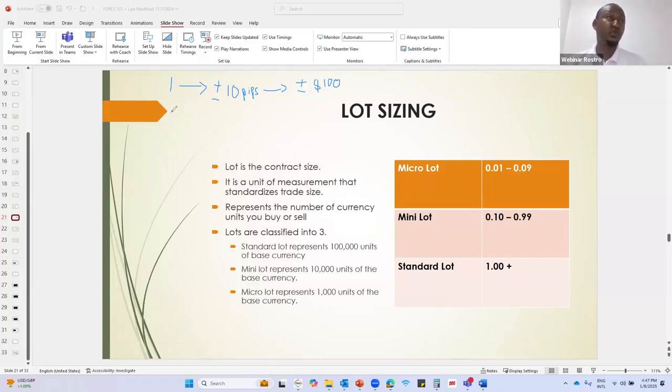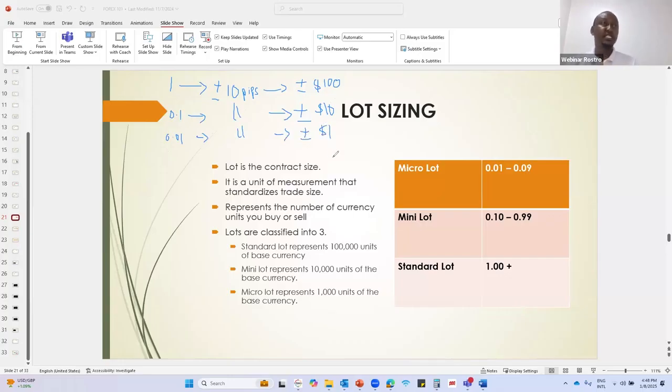Here you can do cross multiplication, with plus or minus 10 pips being constant. If you use a mini lot of 0.1, you will make or lose $10. If you use 0.01, with plus or minus 10 pips being constant, you will make or lose $1.